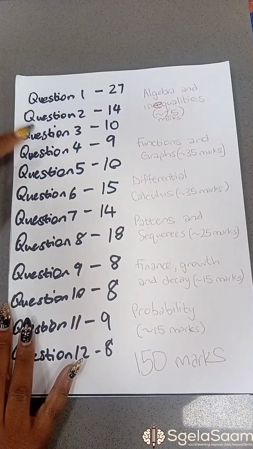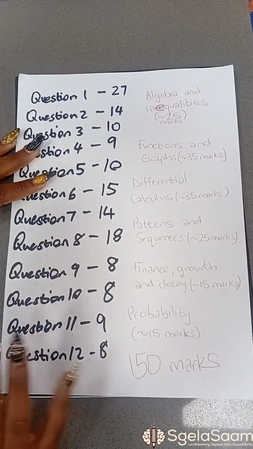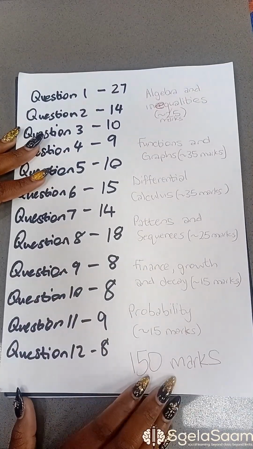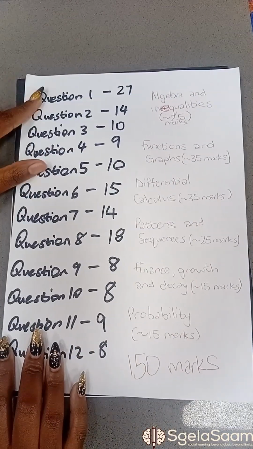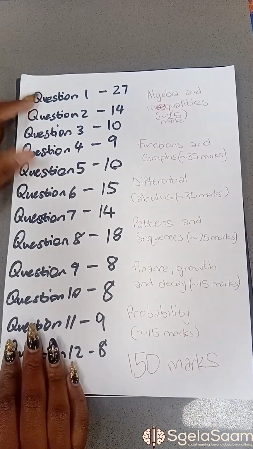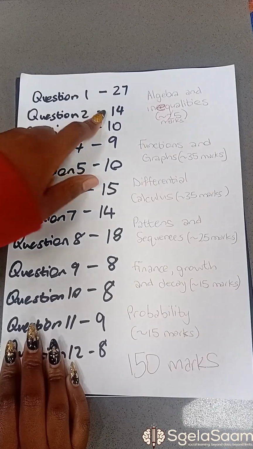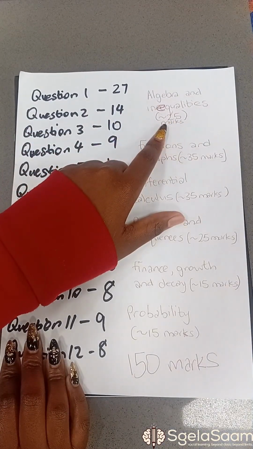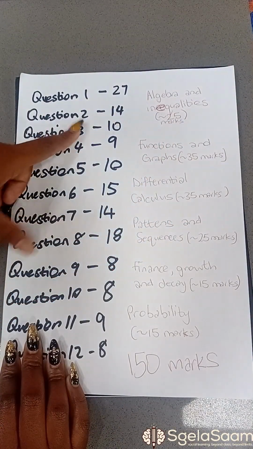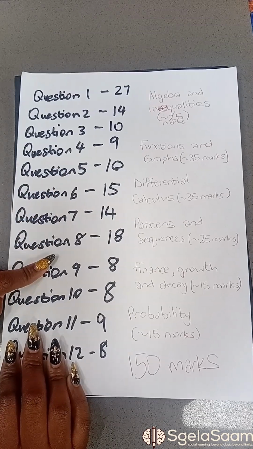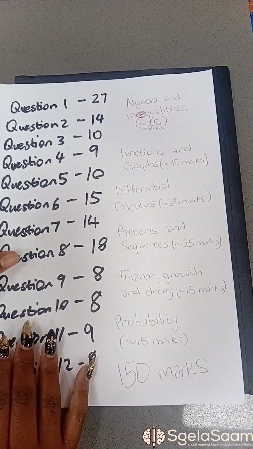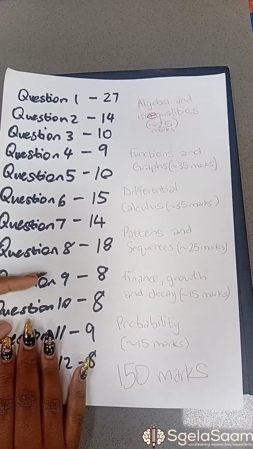I've done a breakdown of the mark allocations. It is 150 marks and has up to 12 questions, where question 1 is 27 marks, which is usually the algebra and inequalities, and that is what we'll be working on right now. So without any further ado, let us go to paper 1, question 1.